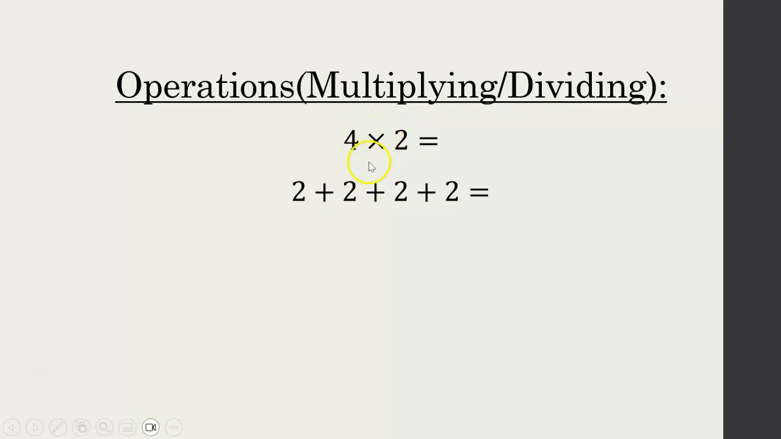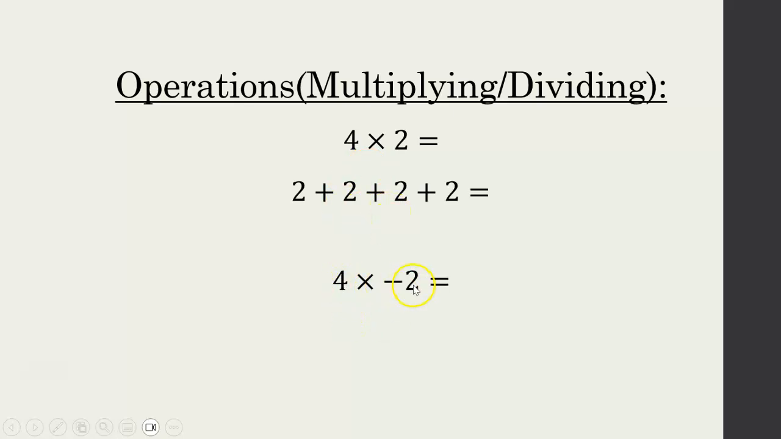Or you could read it the other way. You could say add 4 twice. So it's just 4 plus 4. So you can read it either way. You can say 2 if I add it to itself 4 times. Or I could say, well, 4 and add it twice. So 4 plus 4.